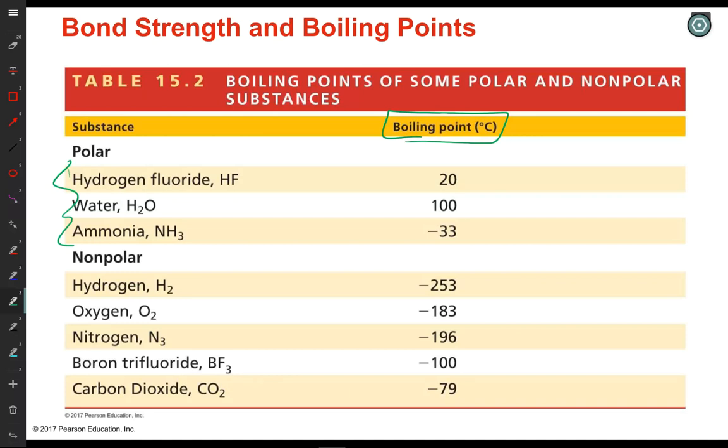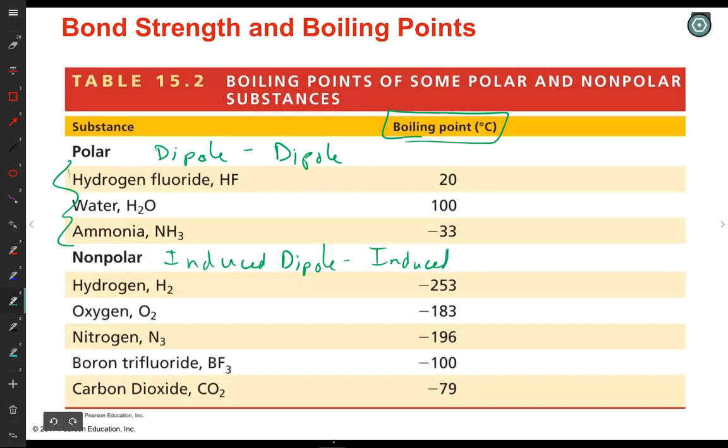So that was the key. So the polar ones have dipole-dipole, right, and that's the weakest. No, it's the second strongest. And these down here will have induced dipole, which is the weakest. And so it makes a big difference on their boiling temperatures and also on their freezing temperatures.